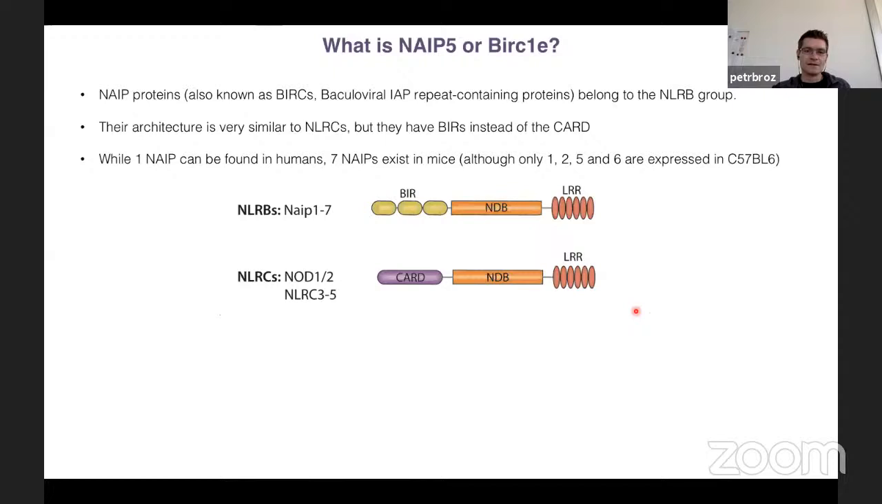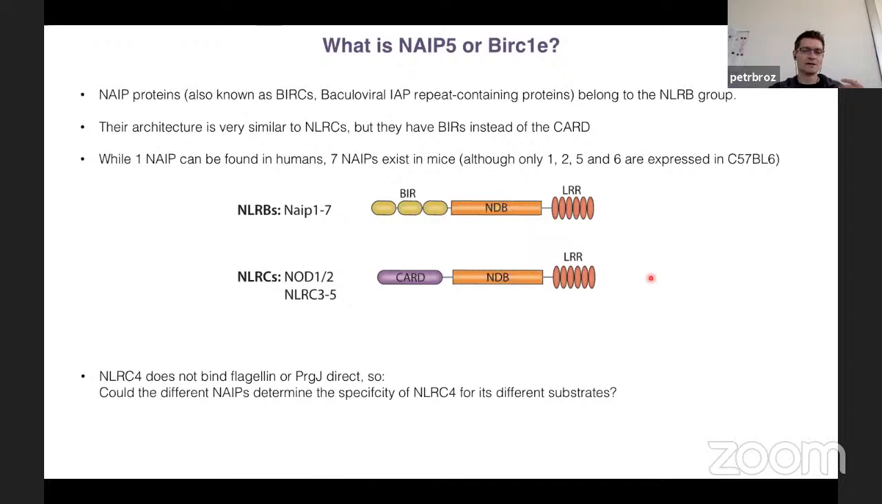So what is NAIP5 or BIRC1e? The NAIP proteins, also known as the BIRC proteins, are baculovirus IAP repeat containing proteins. We have seen them before. There's this NLRB group of proteins. They're part of the NLR family and have a very similar architecture to the other NLRs, with the NBD and the leucine-rich repeats, just with baculovirus inhibitory repeats instead of the CARD domain or the pyrin domain. Interestingly, there's only one NAIP in humans, but seven different NAIPs in mice. But not all of them are expressed in all types of mice. In the BL/6 background, only 1, 2, 5, and 6 are expressed.